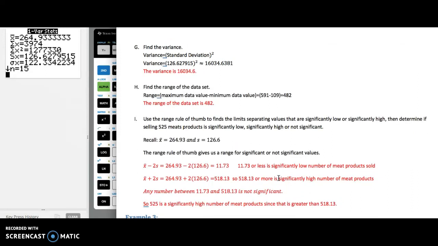Next question. Use the range rule of thumb to find the limit separating values that are significantly low or significantly high, then determine if selling 525 meat products is significantly high, significantly low, or not significant. Well, recall, we found up above the average, or the mean, was 264.93. The sample standard deviation was 126.6. The range rule of thumb gives us a range for significant values and not significant values.